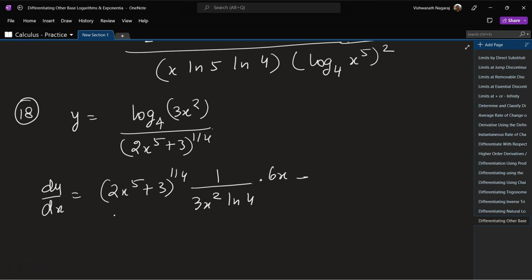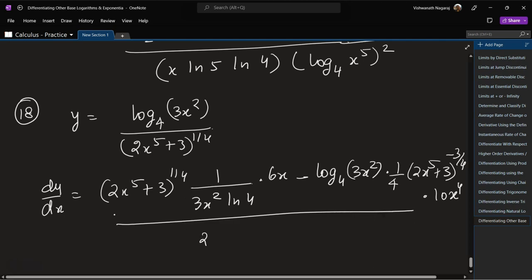minus log to the base 4 of 3x² as it is, and we have to differentiate the denominator. So 1/4 (2x⁵ + 3) to the power of minus 3/4 times 10x⁴ divided by ((2x⁵ + 3) to the power of 1/4) squared.